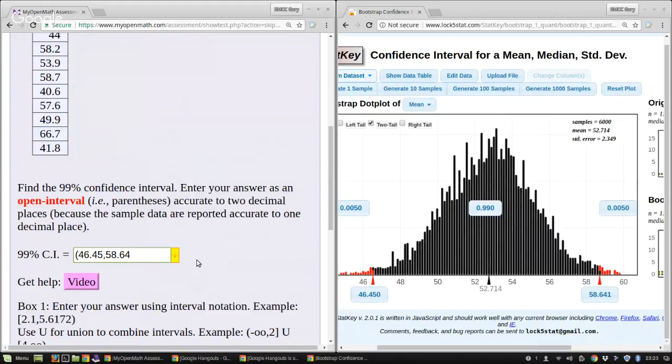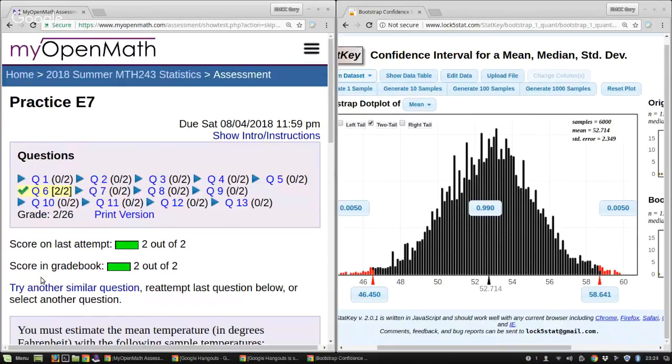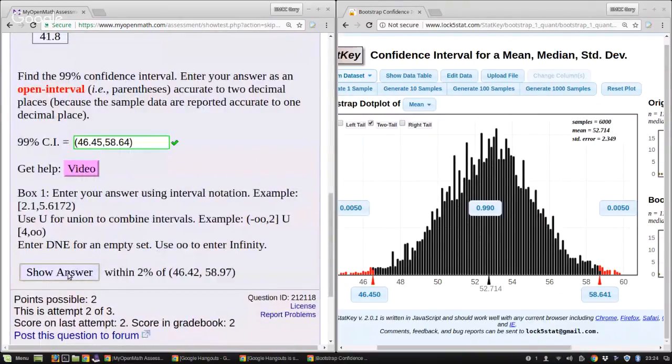That's our confidence interval. We think the population has a mean of about 52.71, and that the actual population mean is somewhere in between 46.45 and 58.64, or 99% confident of that. So submit that, and we get a green light. And you can see the answer now.